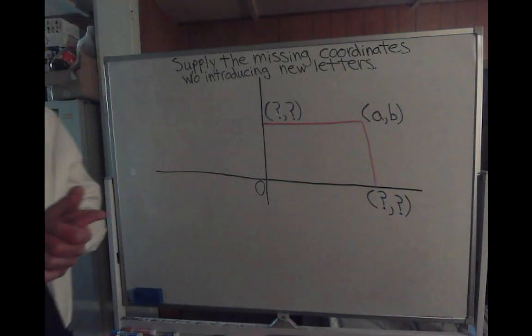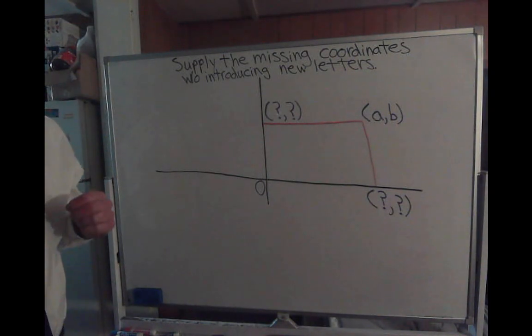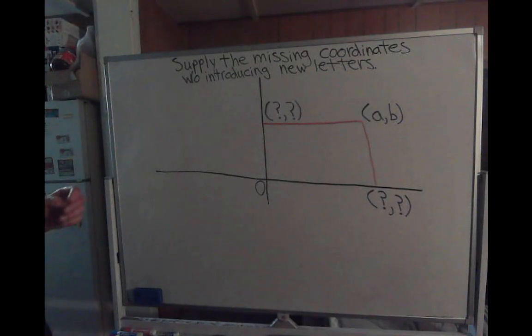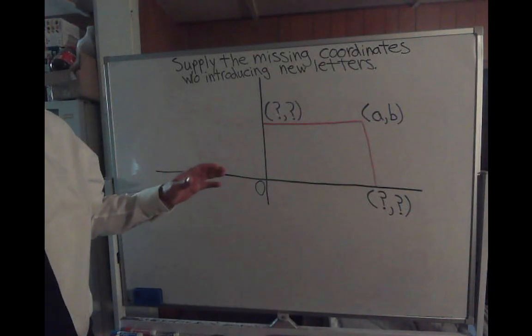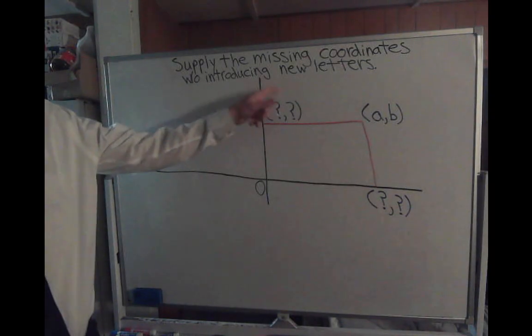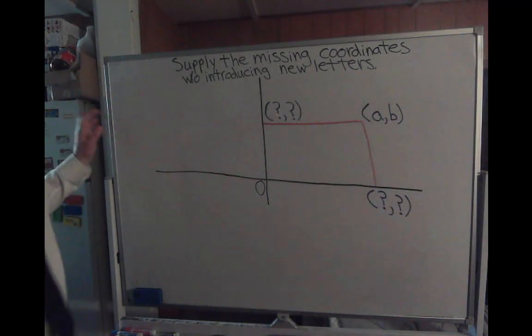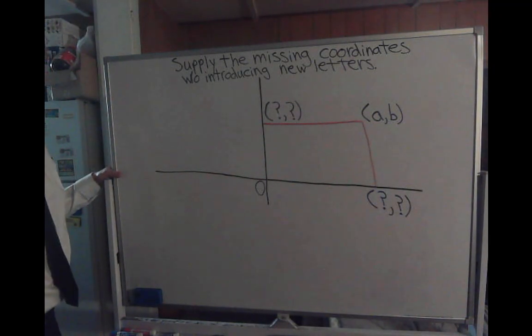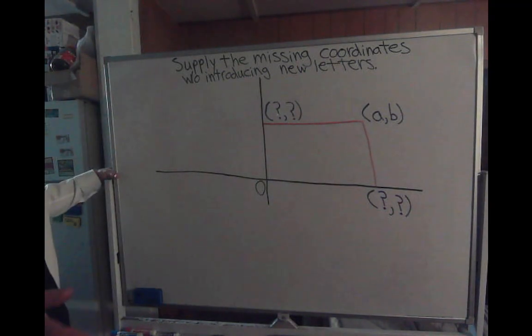So today we are going to do some coordinate geometry problems. We're going to do 6 exercises here where we're going to find the missing coordinates. The goal of these 6 exercises is that we want to supply the missing coordinates without introducing any new letters. For the very first one here, we are given a rectangle in the coordinate plane, okay?